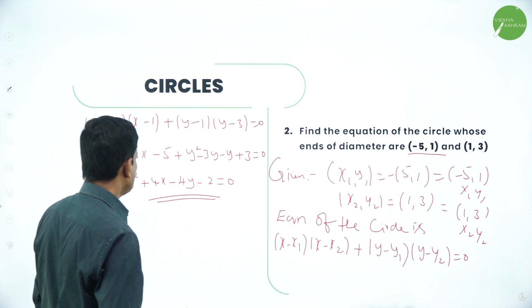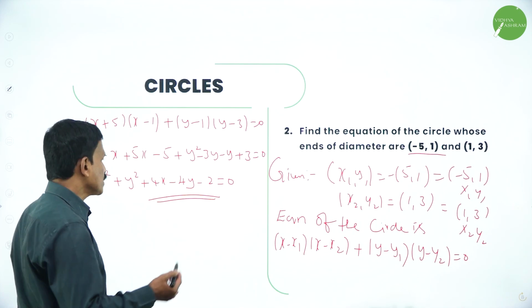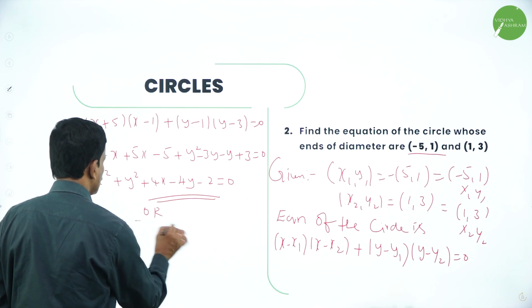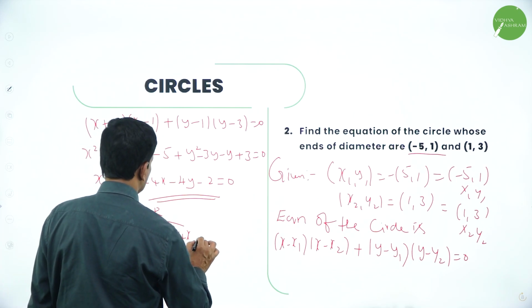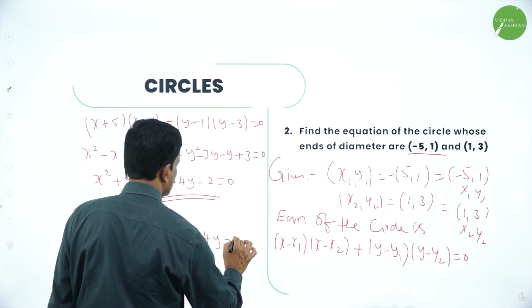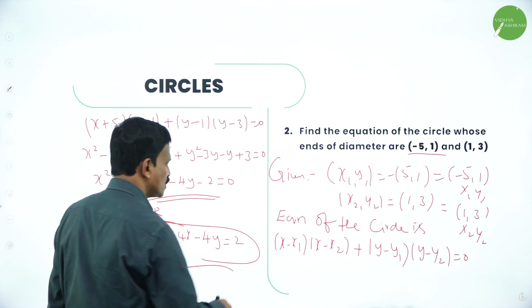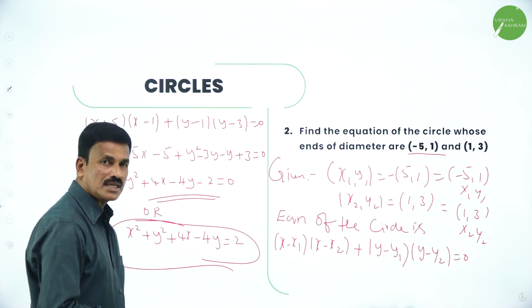x square plus y square plus 4x minus 4y minus 2 is equal to 0, or in some textbooks they may also write it like this: x square plus y square plus 4x minus 4y is equal to 2. This is also the correct answer. Now move on to the next problem.